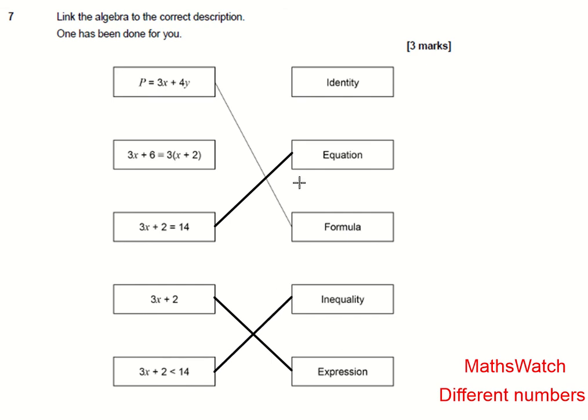Finally, we have an identity. Now, an identity is represented by an equal sign that actually has 3 lines instead of just 2. And that is reserved for when we have 2 sides of the algebra that are always equal to each other no matter what the value of x. 3x plus 6 is always equal to 3 multiplied by x plus 2. If we expanded that bracket, 3 lots of x plus 2 is 3x plus 6. That is called an identity.